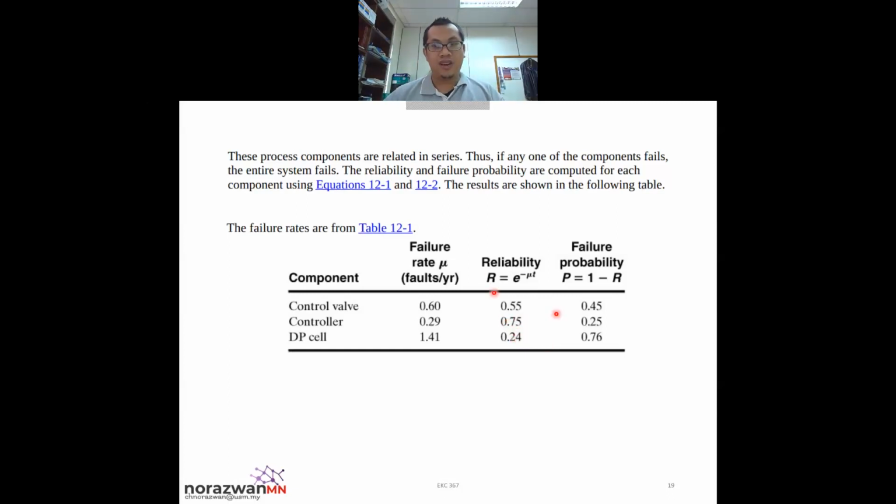Once you got your R, your P or your probability is just 1 minus R. For a series system, you need to find your R first before you can have your P. But if you have a parallel system, maybe you can find your probability first, then you can find the reliability based on your failure rate.